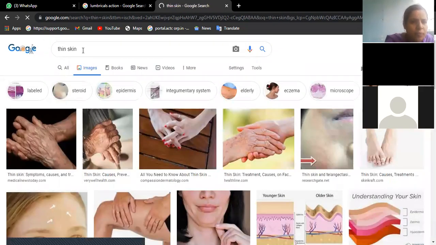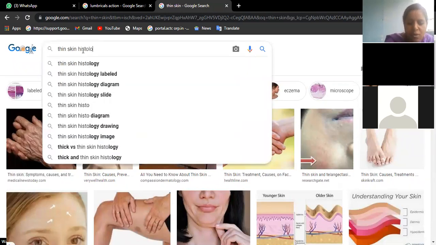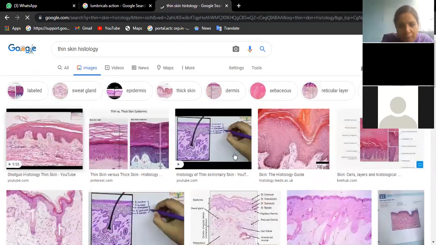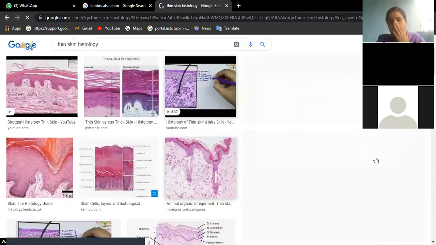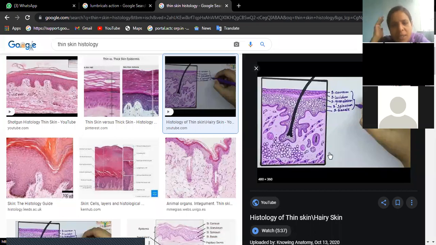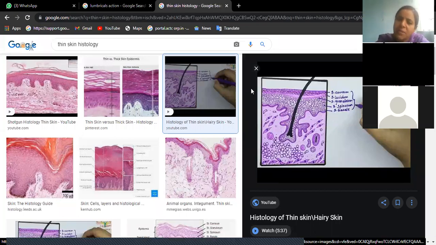Histology. Do you remember the layers of thick skin histology we did previously? Okay, beta. So in thin skin, I hope you are seeing thin skin on the screen. Please confirm. Yes, ma'am. Okay. So in the thin skin, what do we see? Again, we will see the epidermis part and dermis part.